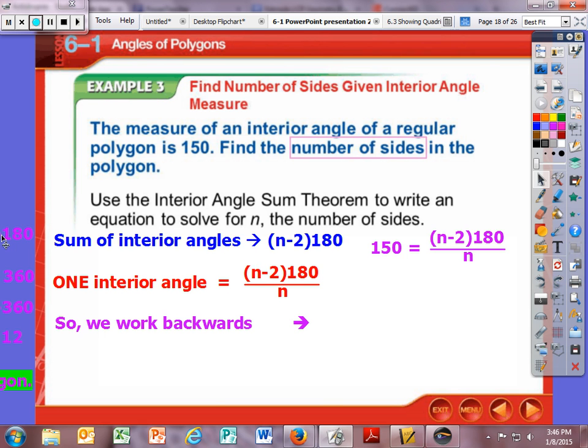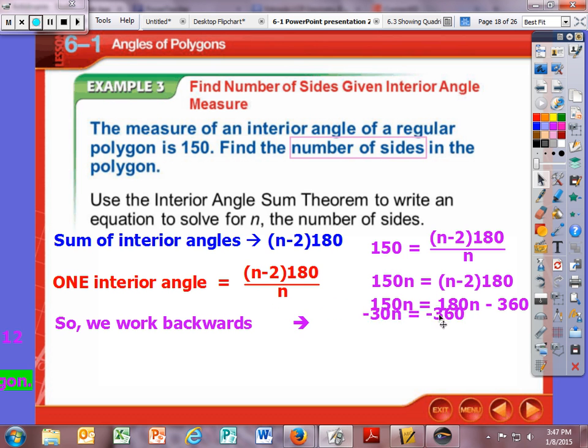So let's look at what that next step would look like. I am simply cross-multiplying so that I can get rid of the fraction. 150 times n. So notice where we're at. We still have the numerator here, but we just simply cross-multiplied here. Next step, we're going to distribute the 180 throughout the parentheses. So I have 150n is equal to 180n minus 360. Again, I'm just distributing right here.